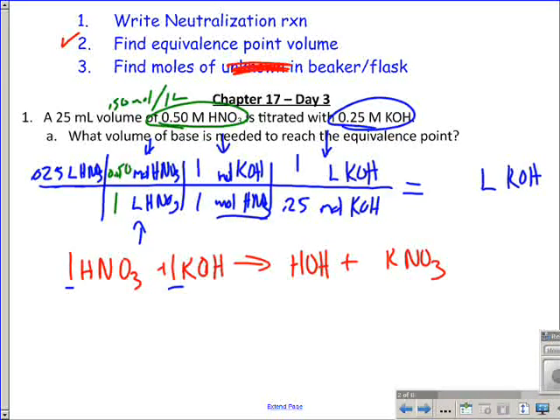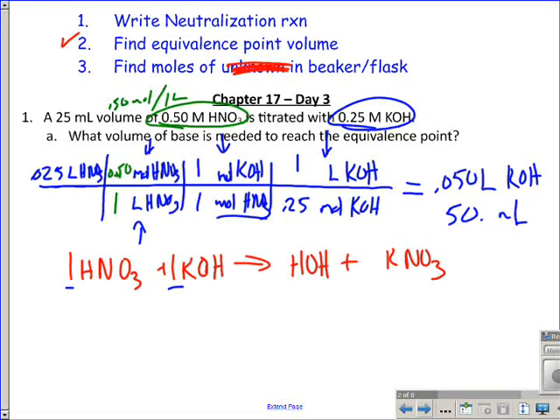Divided by 0.25. And at the equivalence point, it says 0.05 liters. Well, that's 2 sig figs. That's 50 milliliters. So in this particular problem, I'm going to end up with 50 milliliters being my equivalence point. So at the equivalence point here, I have a volume of 50 milliliters.